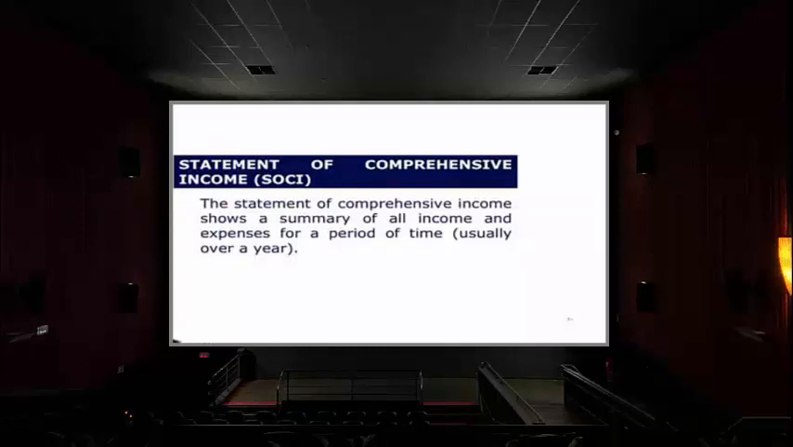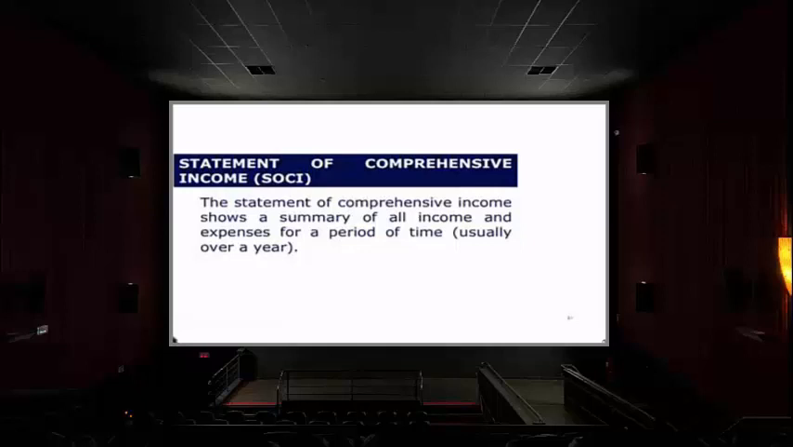Now there are 4 financial statements in this syllabus: the statement of comprehensive income, the statement of financial position, the statement of changes in equity, and the statement of cash flow. In this particular chapter, we're going to focus on the 2 main financial statements. The statement of comprehensive income will be in this recording, and then the statement of financial position will be in the next video. We'll deal with the other 2 financial statements in later chapters.